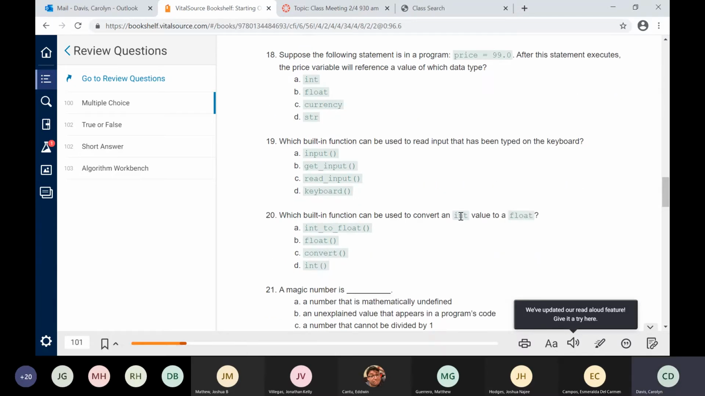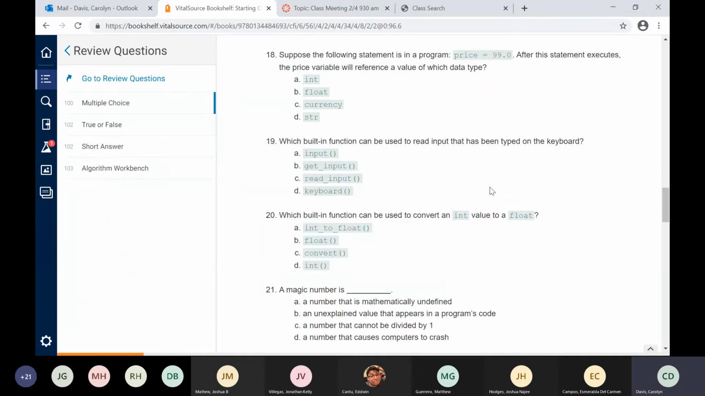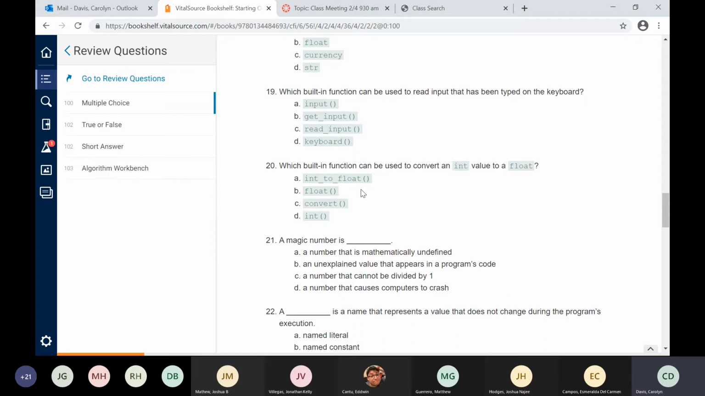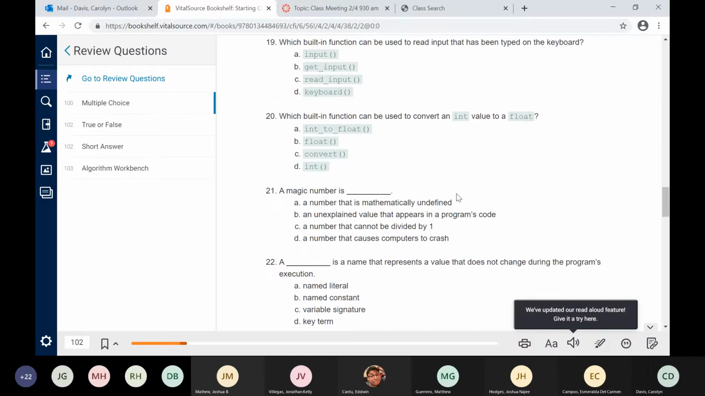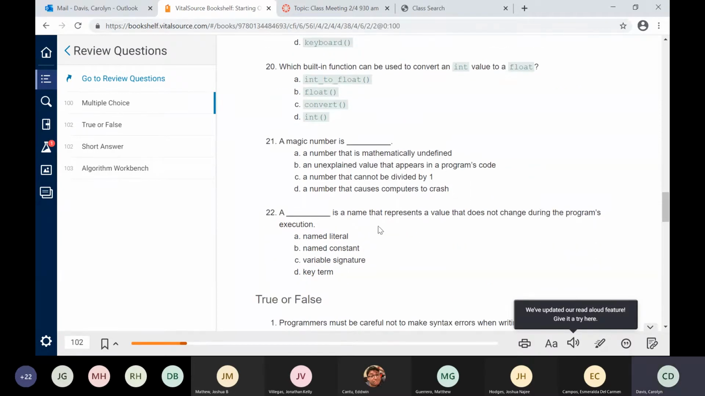Which built-in function can be used to read input? Input. A. Which built-in function can be used to convert an int to a float? We haven't used it to convert an int to a float. We've used it to convert string to float, but it's the same function, float. So when we input something and we put float in front of it, we're changing it to a float number. You do not have to know 21 or 22.